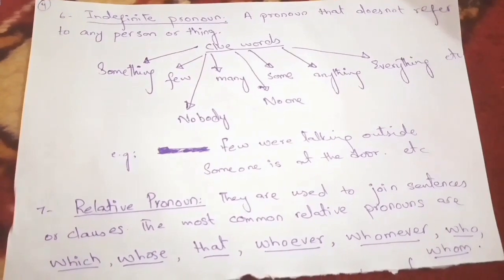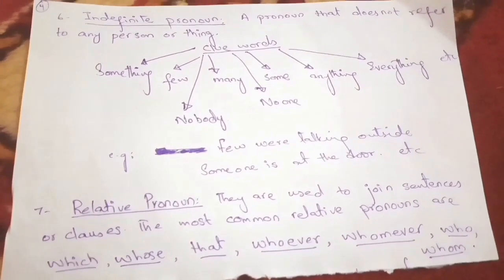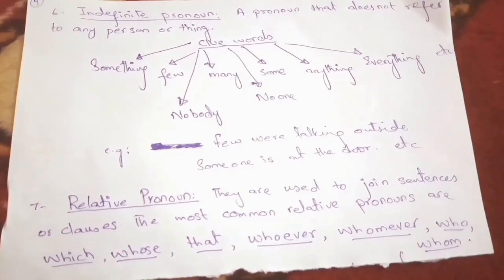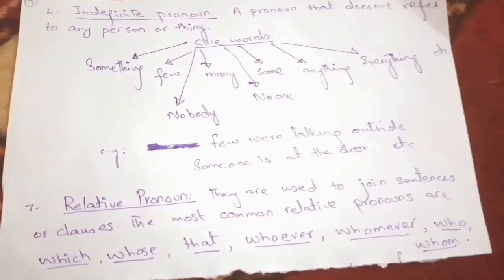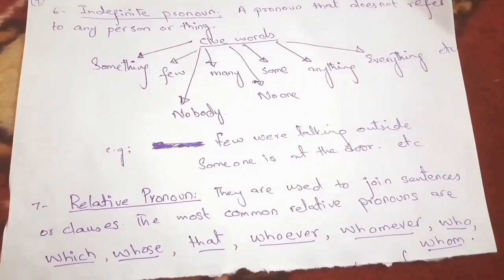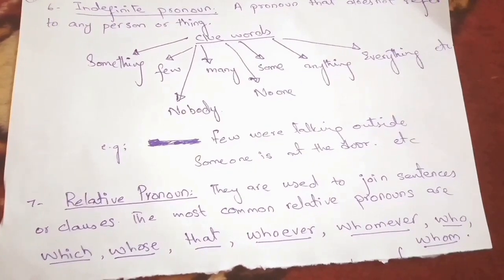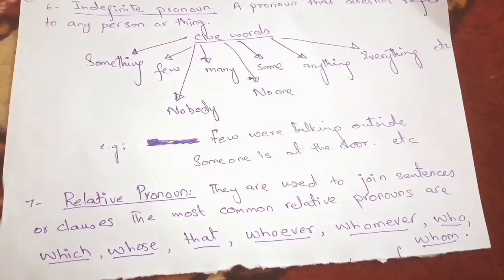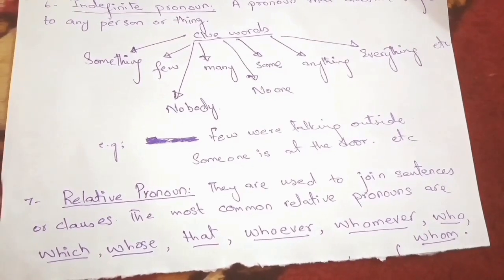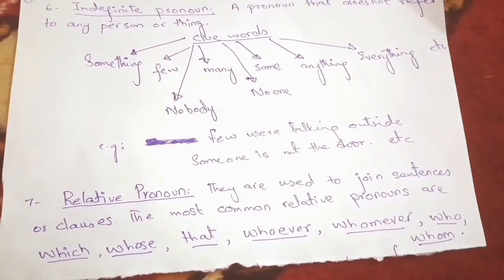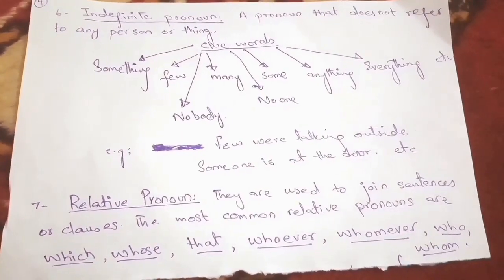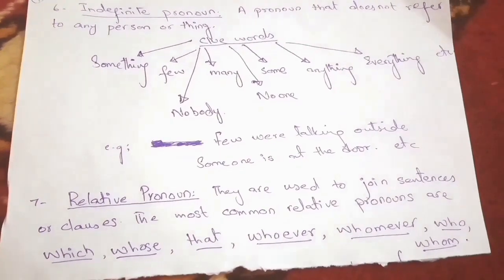Number 6 is indefinite pronoun. A pronoun that does not refer to any person or thing. ऐसी चीज़ जिसके बारे में हमें मालूम ना हो कि वो क्या है या वो कौन है तो उसको हम लोग indefinite pronoun कहते हैं. A sentence always contains clue words like something, nobody, everybody, few, many, some, anything, something, etc. Any sentence that contains these type of clue words is called an indefinite pronoun.